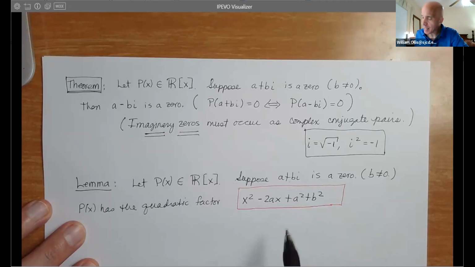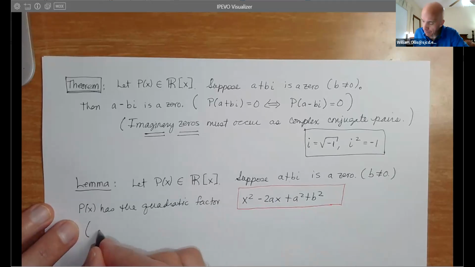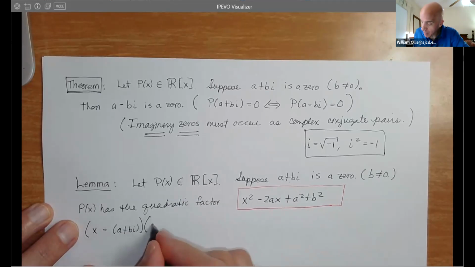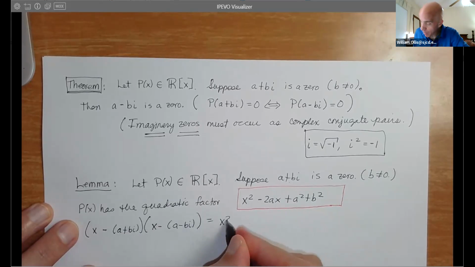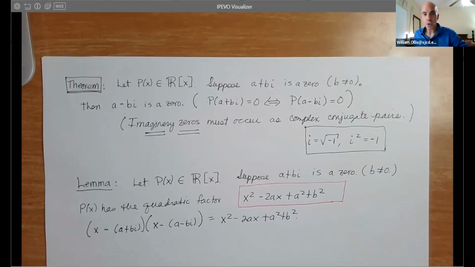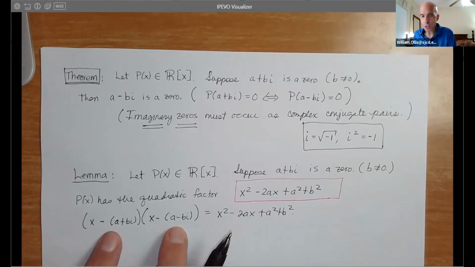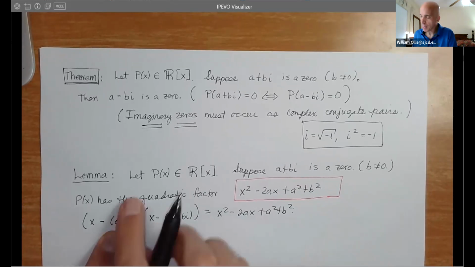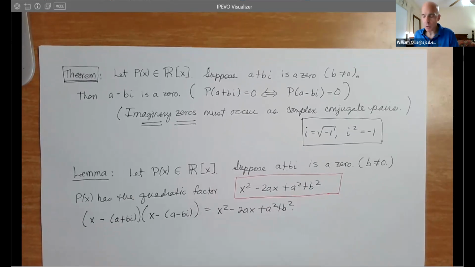So the idea is, what is this saying? X minus (a plus bi) times X minus (a minus bi), if we're thinking about the factor theorem, is actually this polynomial. So that would be the proof right there. So why have to do this every time? Just fill this in. So now you've got a little result here that gives you the quadratic factor.